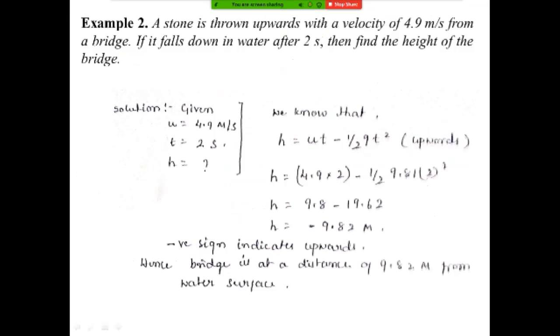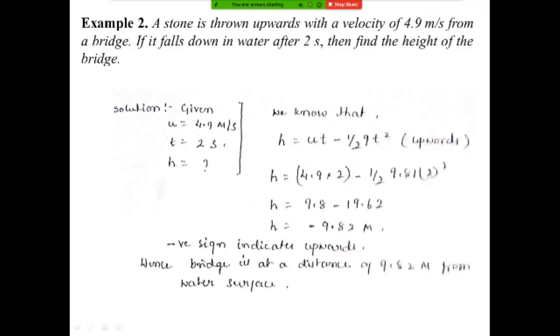Okay, you will see this problem. A stone is thrown upwards with a velocity of 4.9 meter per second from a bridge. If it falls down in water after 2 seconds, then find the height of the bridge. We have to find the height h of the bridge. Given is u, the initial velocity, which I have written as 4.9 meter per second. Then the time is given as 2 seconds, written as t equals 2 seconds.